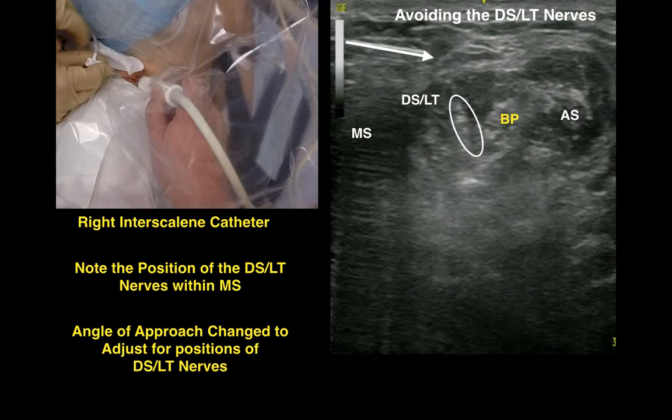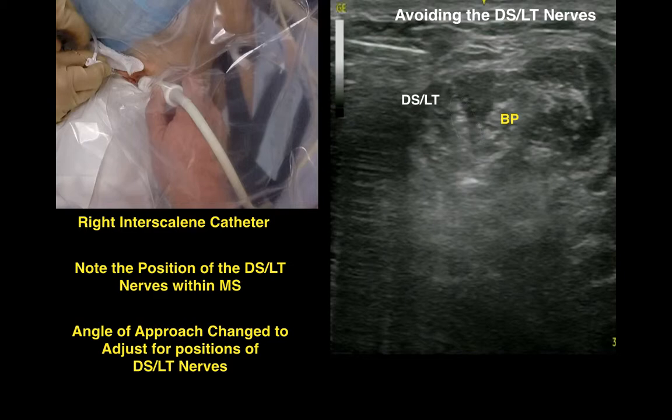In this right interscalene approach for catheter placement, note the positions of the brachial plexus and the dorsal scapular and long thoracic nerves. In light of this finding, we have altered our needle approach in order to avoid trauma to the dorsal scapular and long thoracic nerves. The positions of the anterior scalene, middle scalene, brachial plexus, dorsal scapular and long thoracic nerves, and the thin-walled needle are shown.